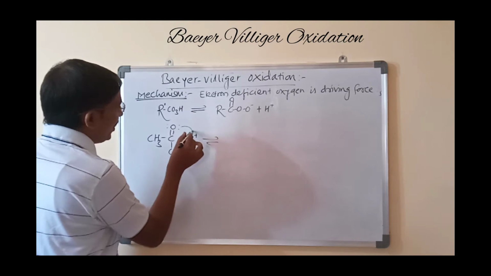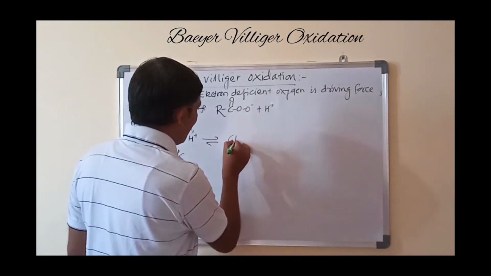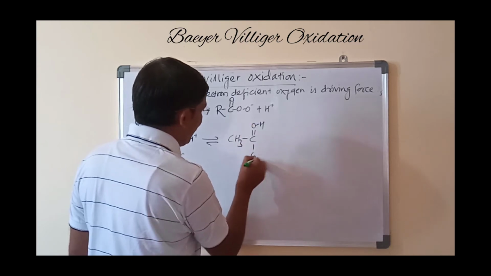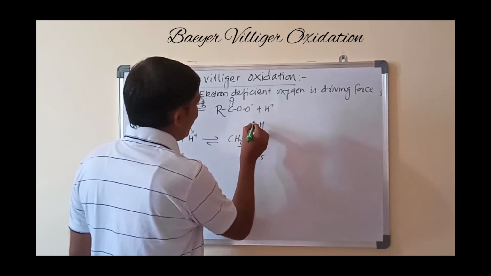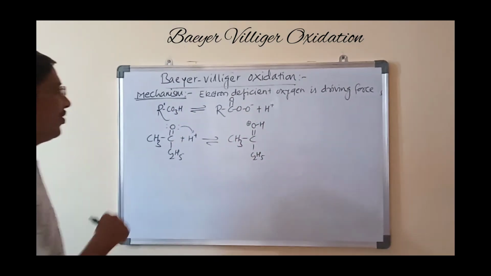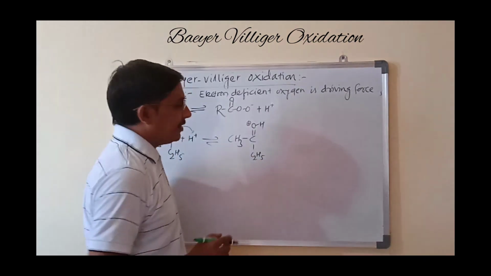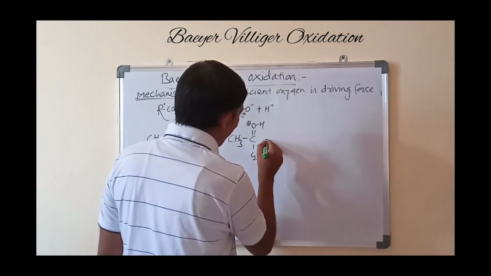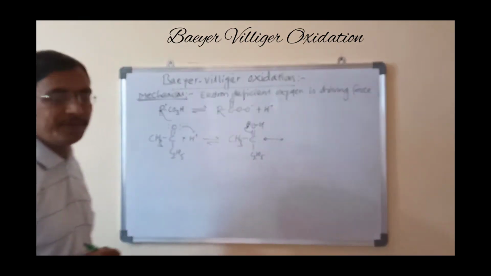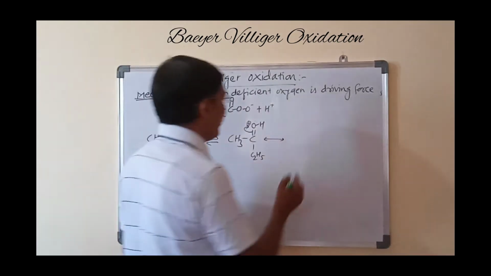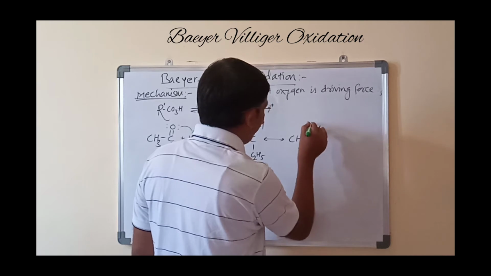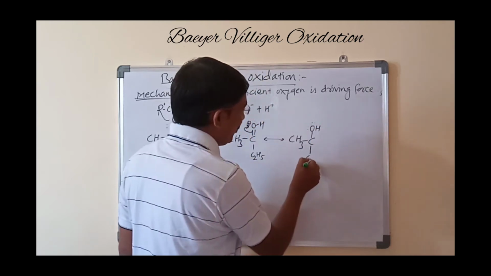It undergoes protonation and forms CH3 C double bond O H, here C2H5. Now this is electron deficient, due to loss of a lone pair of electrons. It carries the positive charge. Immediately what happens? It attracts these electrons towards itself. Now it becomes CH3 COH, and here this is C2H5.